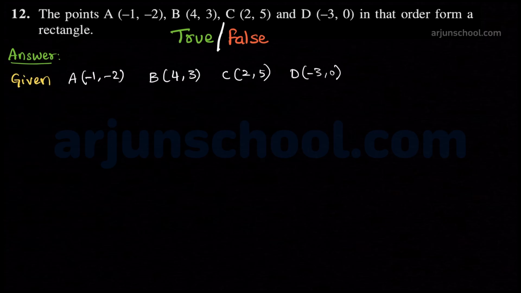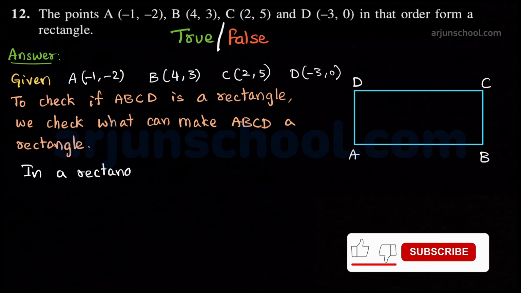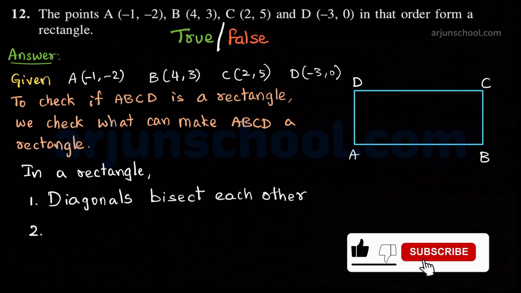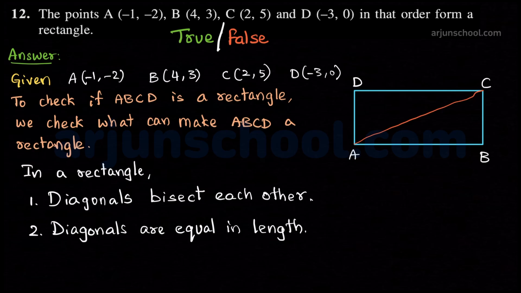We are given the points A, B, C, and D. And in the statement we are given that these points form a rectangle. To check if ABCD is a rectangle, we check what can make ABCD a rectangle. In a rectangle, diagonals bisect each other and diagonals are equal in length.